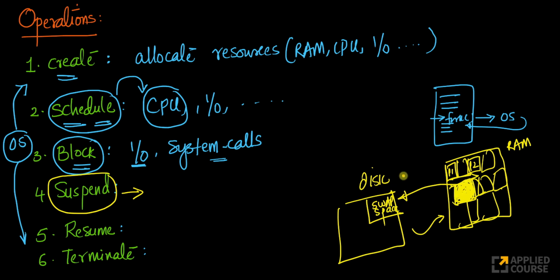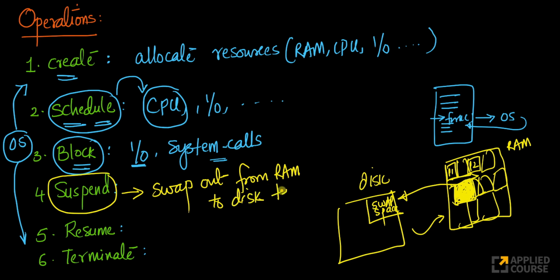I move it out, I swap it out. Suspension basically means swap out. Swap out basically means remove it from RAM to disk temporarily. Again, when I have some space left in my RAM later on, I'll bring my process back to my RAM and start executing it. There are a couple of types of suspension and stages of suspension that we'll talk about in the next video.